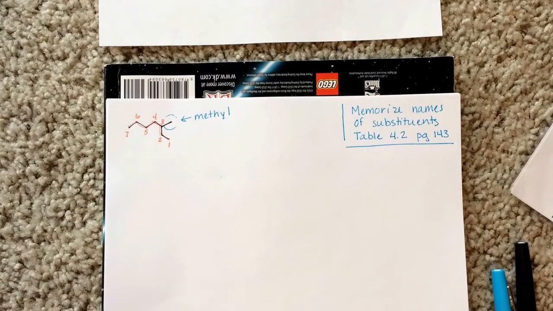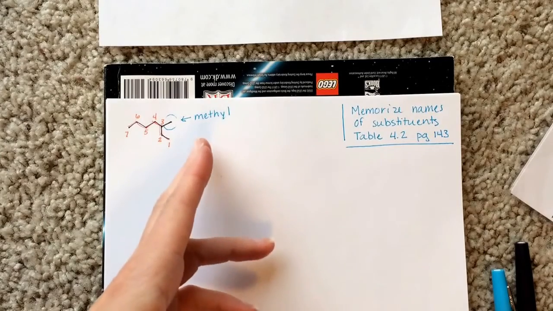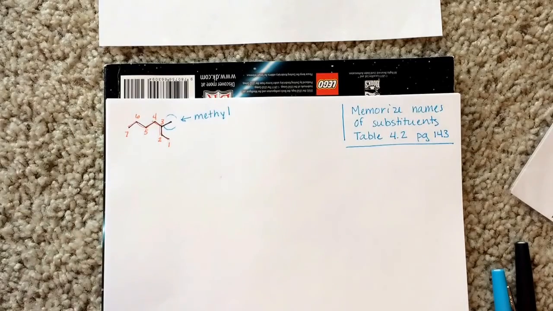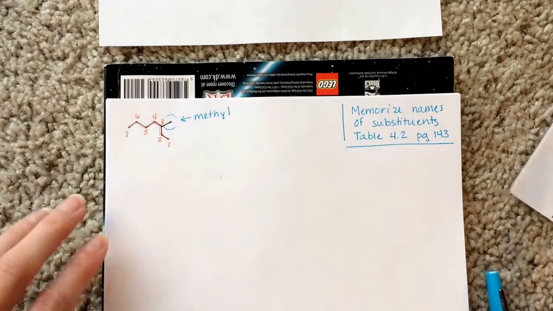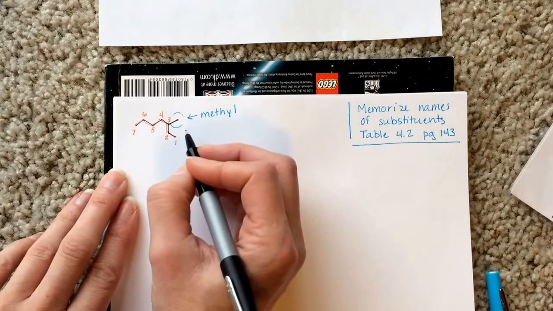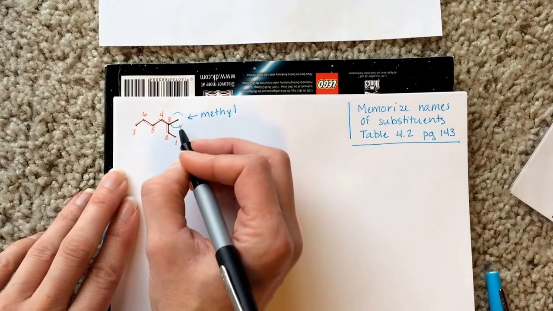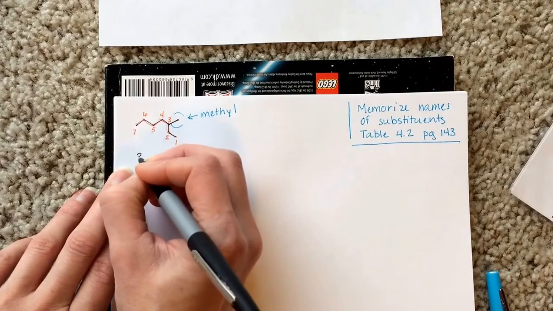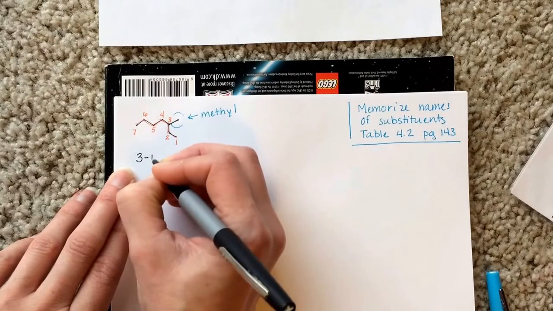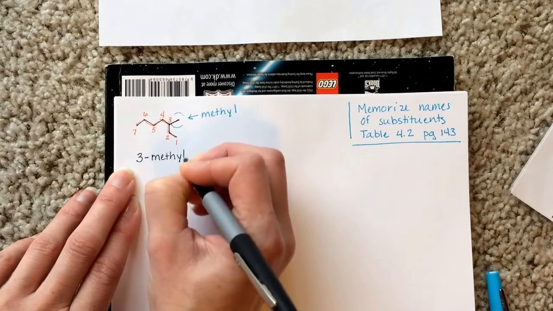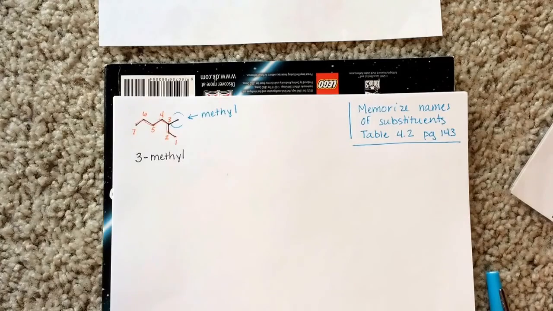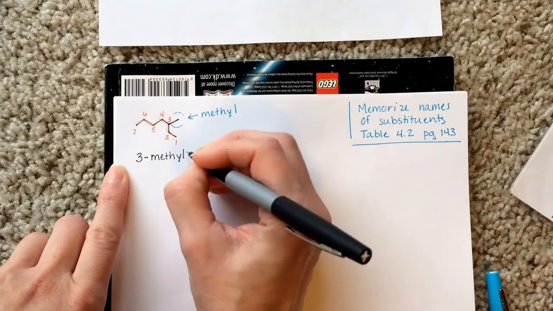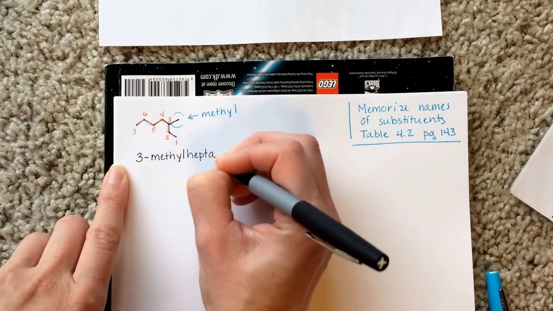Step 4 is to alphabetize the substituents. That doesn't apply to this example because we only have 1 substituent, so we don't need to worry about alphabetizing it. And the last thing, it's not really a step, is to put it all together to make the name of the molecule. So to assemble it all together, the very first thing that we do is locate and name the substituents. We have a methyl group on carbon number 3, so we say 3-methyl. That means on carbon number 3 there's a methyl. And then we name the parent chain, a 7-carbon chain, which is heptane.